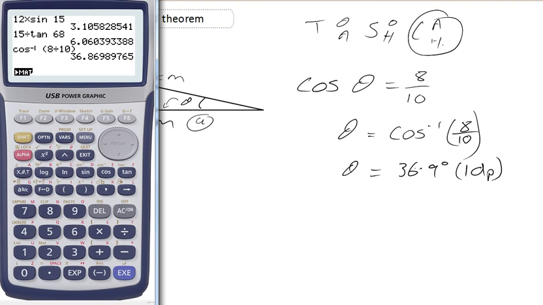Now I'm being careful with my angles. There's no point going more than 1 decimal place really. I could have rounded that to no decimal places and said the angle was 37 degrees because I can't measure more than that. Okay, so that is all my different rules for trigonometry.